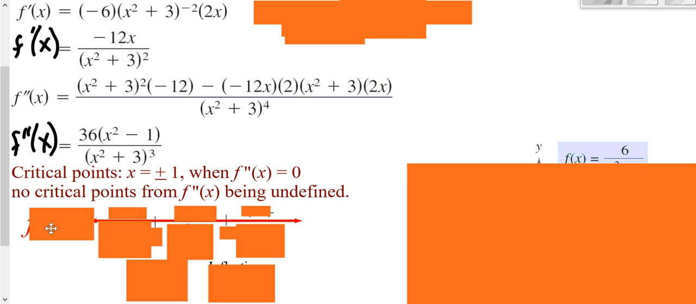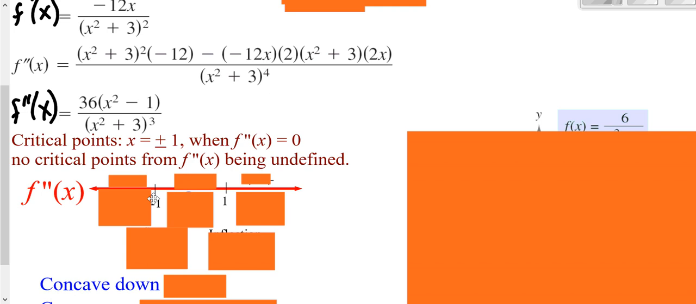So looking for stuff from our second derivative, label your number line as your second derivative, put your critical points on, try a number to the left of -1 like -2 into your second derivative. We'd actually have to work out what the top and the bottom is here because it's not a completely factored form. And in this case, we get a positive, so we know its second derivative is positive, it's concave up.